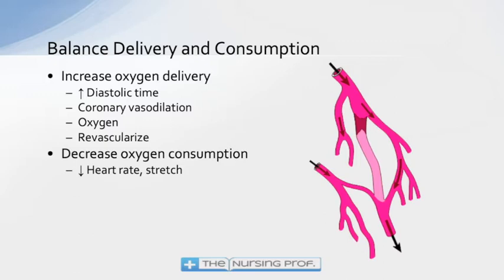In some cases, we may give the patient oxygen if their oxygen saturation is low. And we'd want to revascularize because that's where we're going to open up those vessels. And this is what this little picture here is showing, is that we revascularized by adding a vessel, so doing the CABG piece.